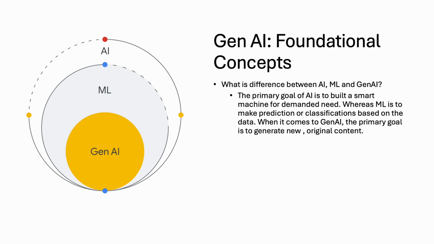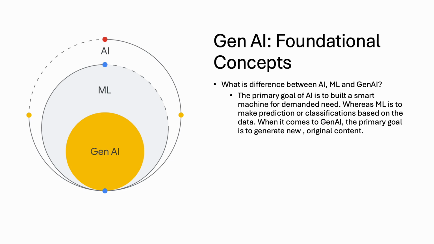Let's have a look at the difference between AI, ML and generative AI. Artificial intelligence means building machines that can perform tasks that typically require human intelligence, such as learning, problem solving and decision making. Machine learning is a subset of AI, where machines learn from the data to perform specific tasks. And generative AI is an application of machine learning that focuses on creating new content.